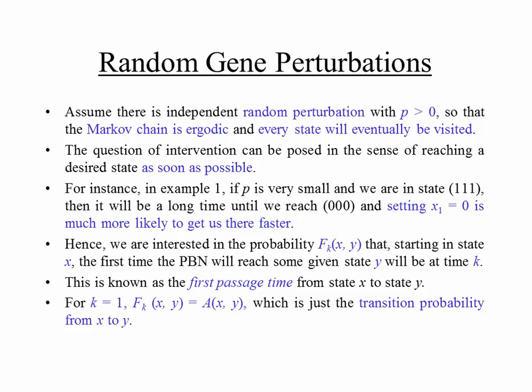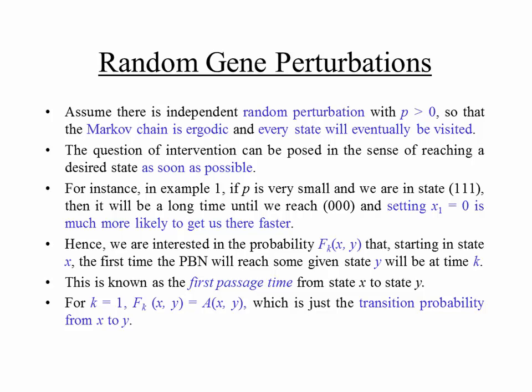So let's just go through this text. For instance, in example 1, if p is very small and we are in state 1, 1, 1, then it will be a long time until we reach 0, 0, 0. Setting the first gene to 0 is much more likely to get us there faster. Hence we are interested in this probability f_k from x to y: that starting in state x, the first time the PBN will reach some given state y will be at time k. This is known as the first passage time, the first time you reach some other state starting from state x.